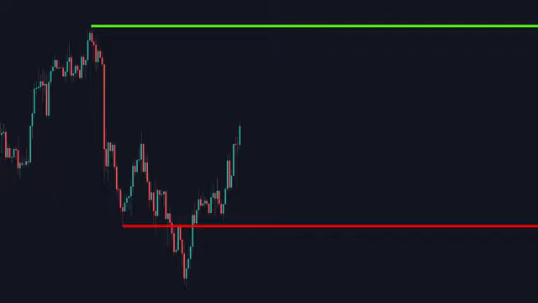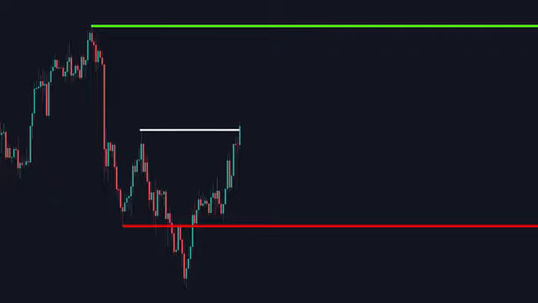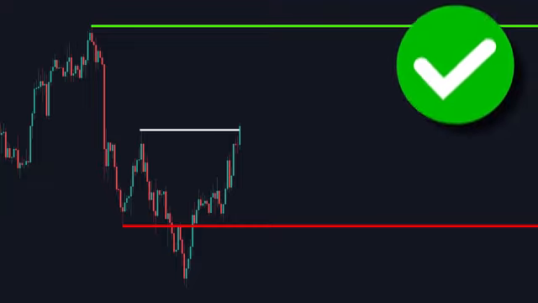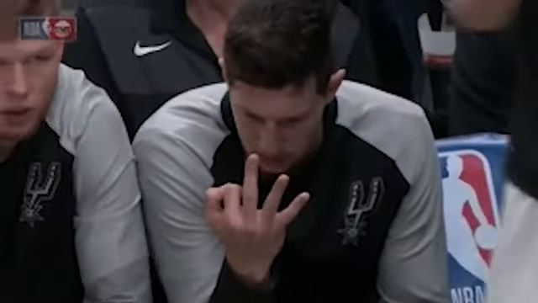So just to make it extremely clear, for step number 2, you must get a break of structure that not only occurs above the liquidity, but also a candle that closes above the previous high, which in this case, it does both of those. Now we need a place to enter the trade. Which brings us to step number 3.